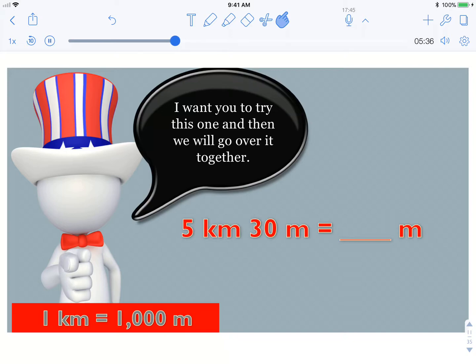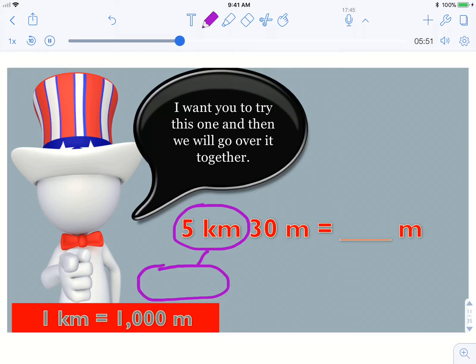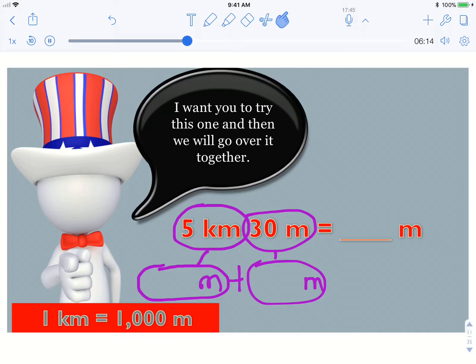5 kilometers, 30 meters equals how many meters? Now, I'm going to give you a little bit of help here. We're going to circle the kilometers and draw an extra bubble down below. I want you to remember that 1 kilometer equals 1,000 meters. So 5 kilometers equals how many meters? And don't forget, you're going to take what's left over and add it to what you get when you convert 5 kilometers to meters. Then put your answer in the blank.